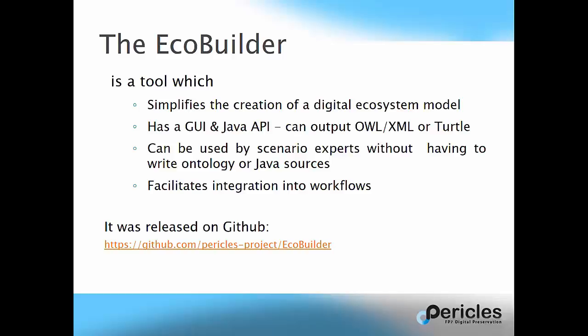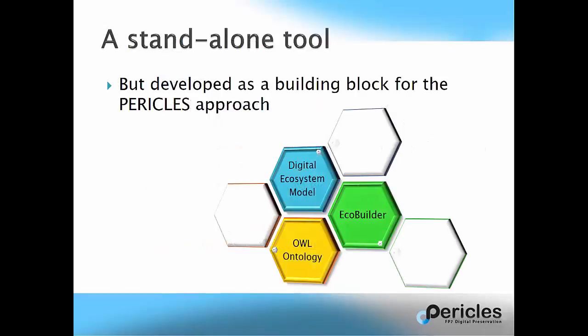It has a GUI and Java API, and it can output OWL-XML or Turtle. It can be used by scenario experts without having to write an ontology or Java code, and it facilitates integration into workflows. It has been released on GitHub at github.com/pericles-project/ecobuilder.